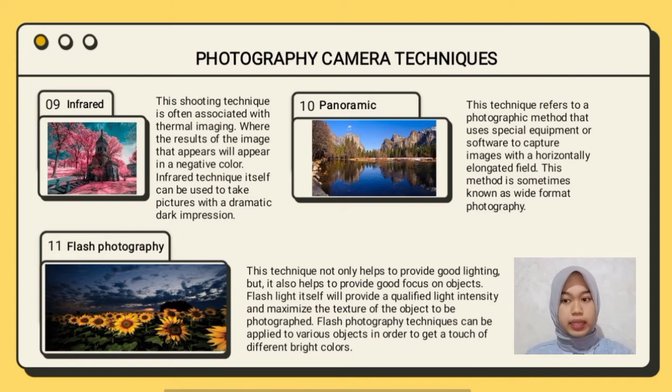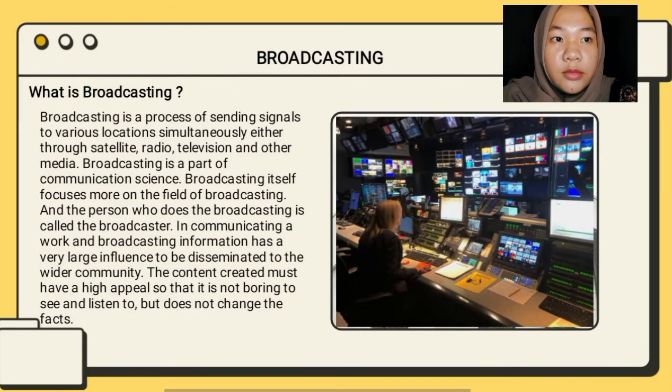And the last is flash photography technique. This technique not only helps to provide good lighting, but also helps to provide good focus on the object. Flash light itself will provide a qualified light intensity that maximizes the texture of the object to be photographed. Flash photography technique can be applied to various objects in order to get a touch of different bright colors.